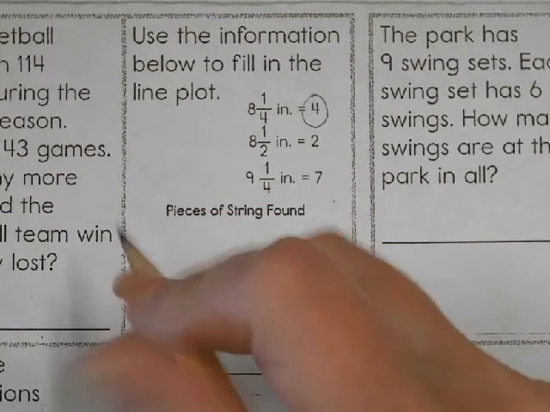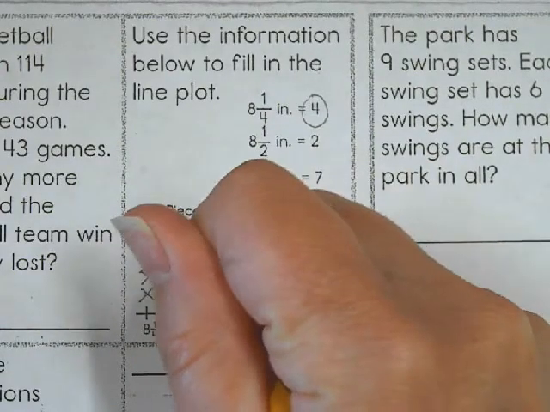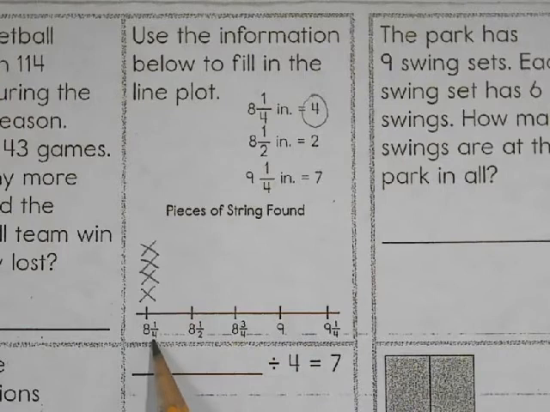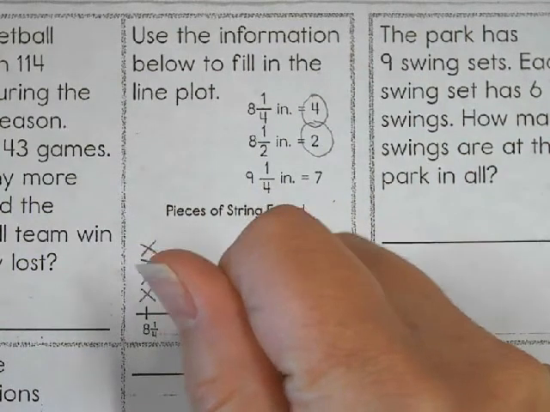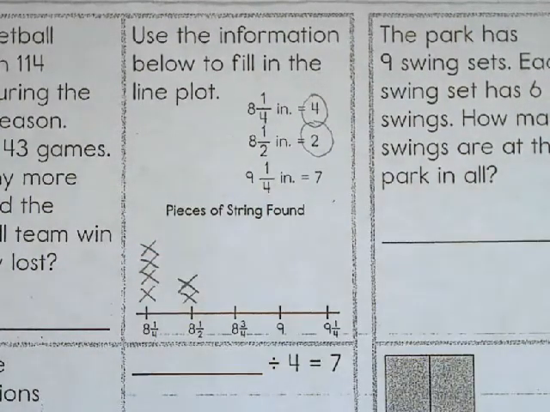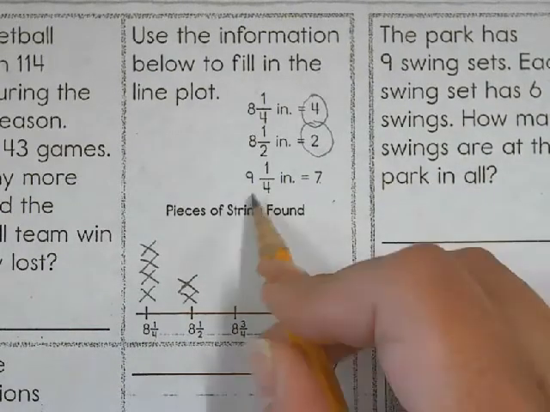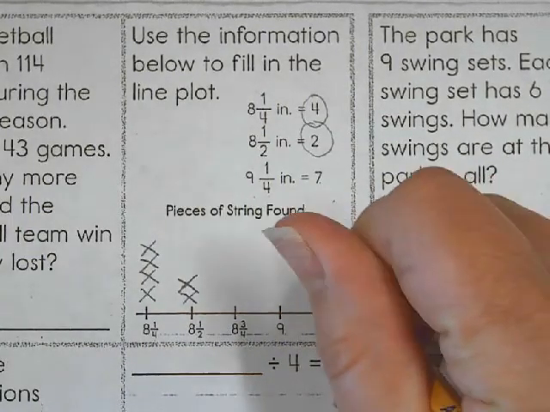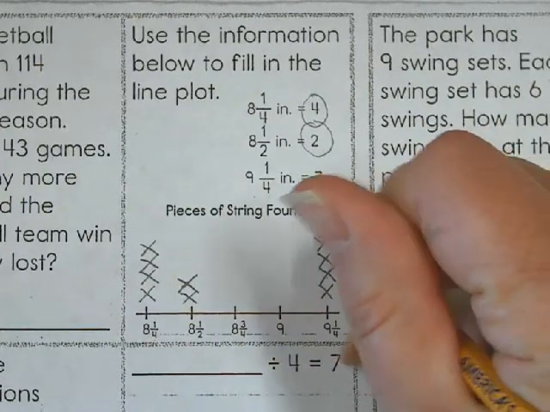So to do a line plot, you're going to place an X over each measurement for the string that you're measuring, or the data that you're measuring here. So if you notice, 4 of the pieces of string were 8 1/4 inches long. We have 2 pieces of string that are 8 1/2 inches long. So we're going to place 2 X's for those pieces of string. And then we're going to place 7 X's over the 9 1/4 inches long. So there were 7 pieces of string that were 9 1/4 inches long. So that's 1, 2, 3, 4, 5, 6, 7.